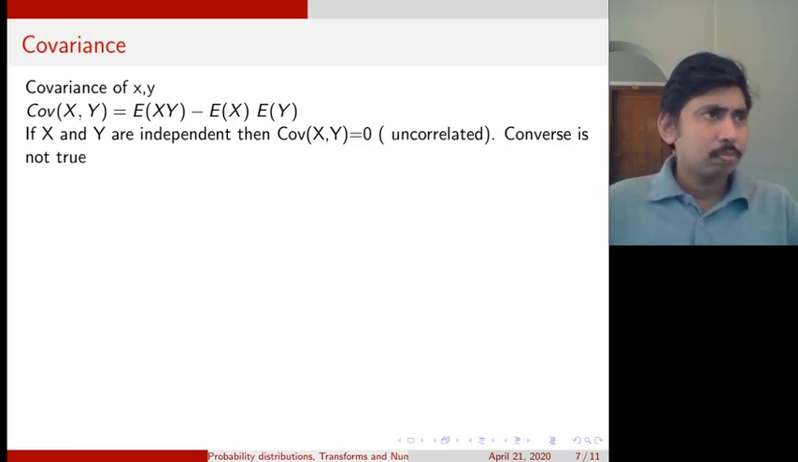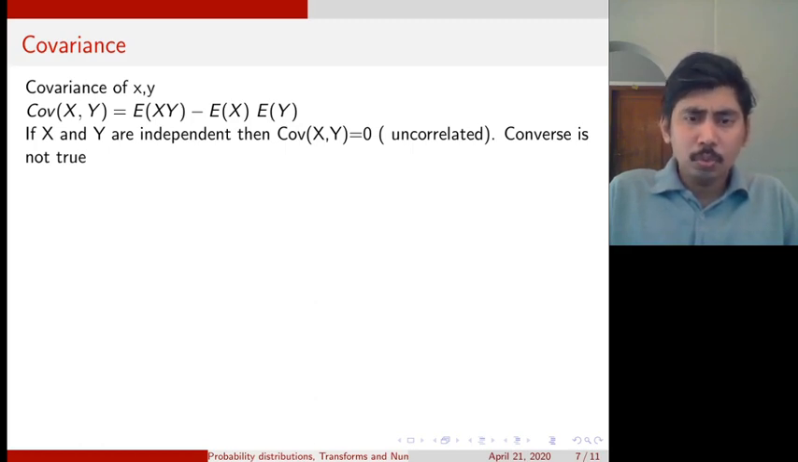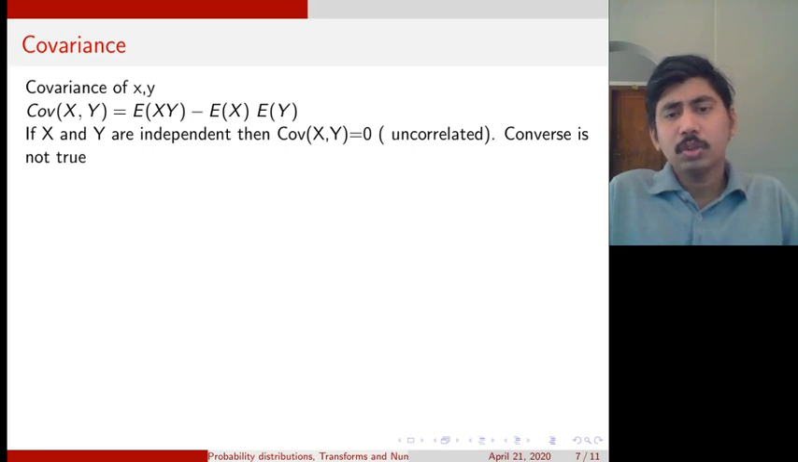And covariance, what have we seen in the equation of variance? What is covariance? So covariance of xy equals expectation of xy minus expectation of x into expectation of y. And if x and y are independent, then covariance of xy equal to 0, which is also called uncorrelated.